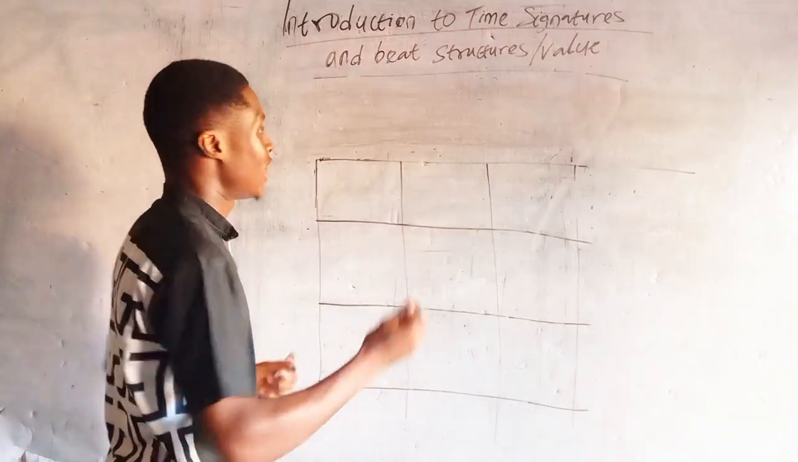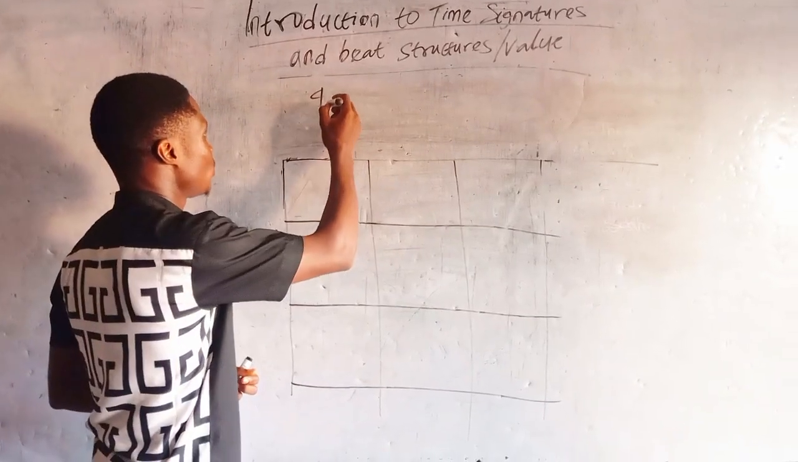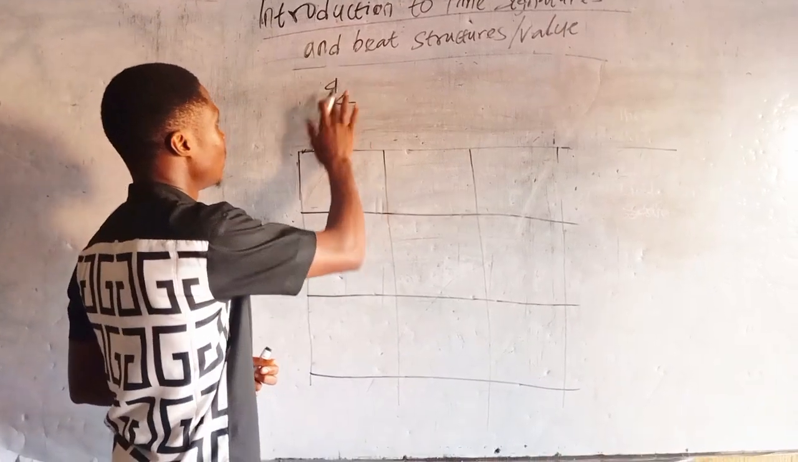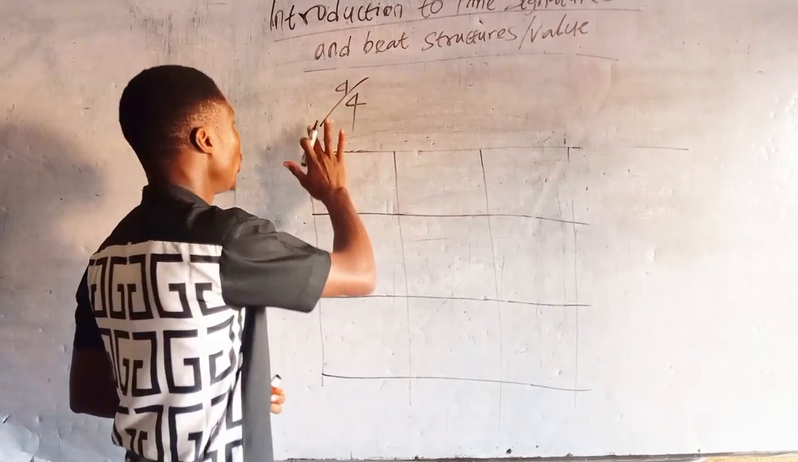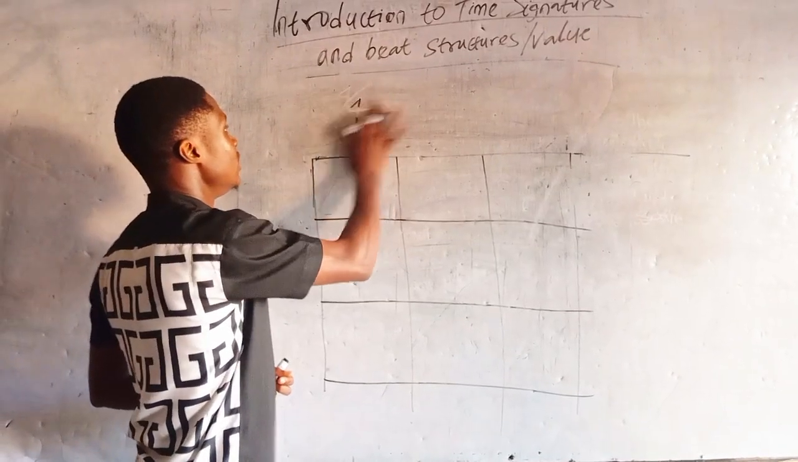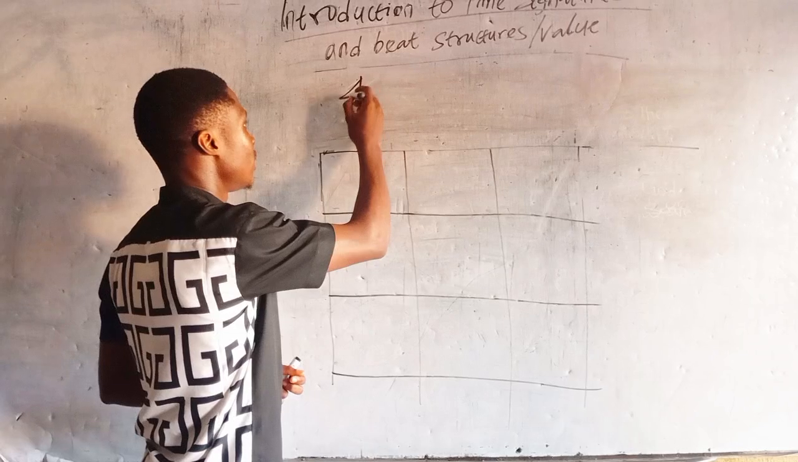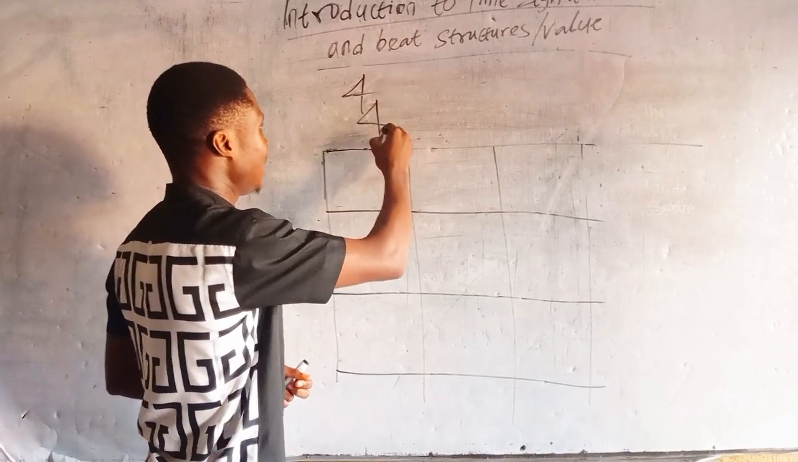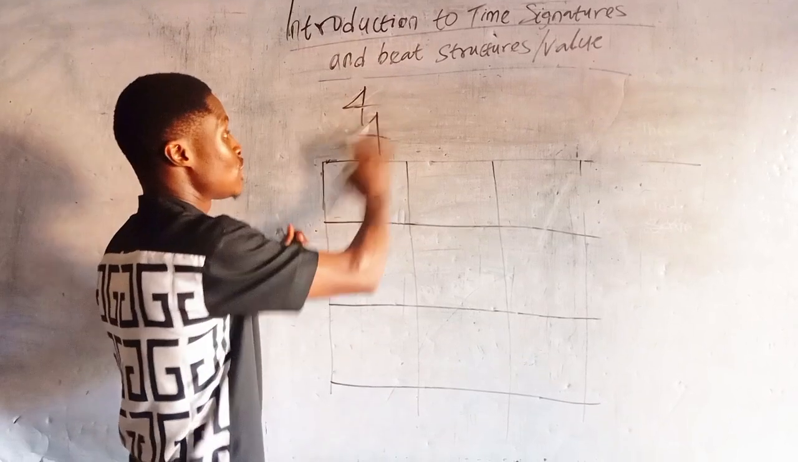Time signatures have two numbers. For instance, let us use 4 and 4. Most of us make the mistake of using 4 over 4, which is very wrong. It's a simple pair of numbers where one is above and the other is slightly below. So this is a time signature.